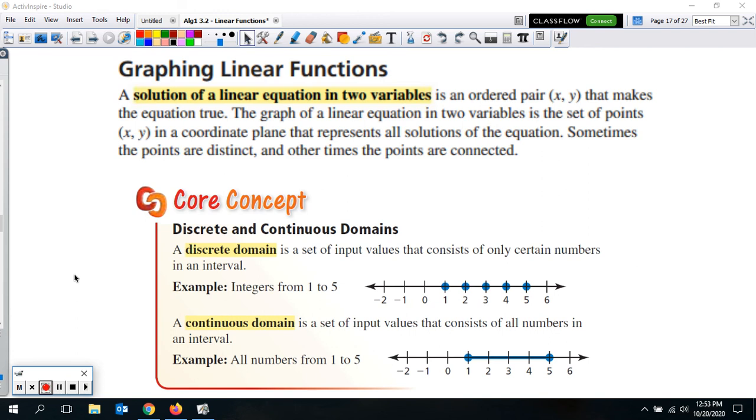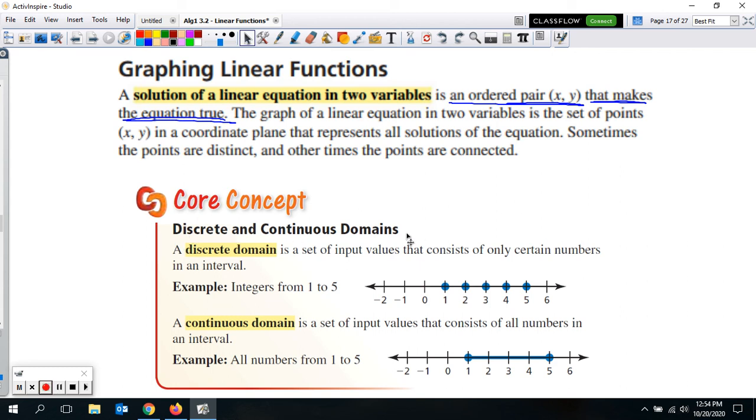Alright, a couple more things here. We have a couple more vocabulary words. This one you need to write down: the solution of a linear equation in two variables. What you want to write down is that it's an ordered pair, x and y, that makes the equation true. Basically, an ordered pair would be an x and a y. If you think of the y equals mx plus b form that we said a linear function has, you could plug in the x number and the y number, and if it makes a true statement, then that is a solution of the linear equation in two variables.